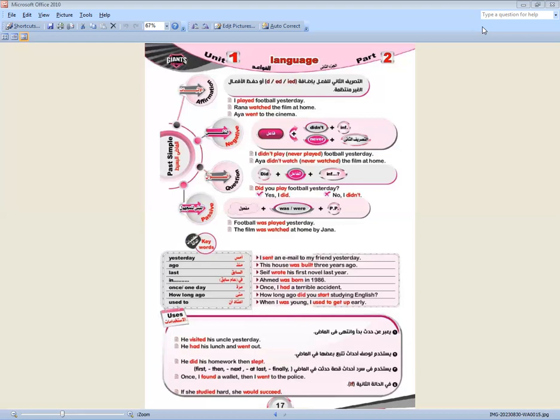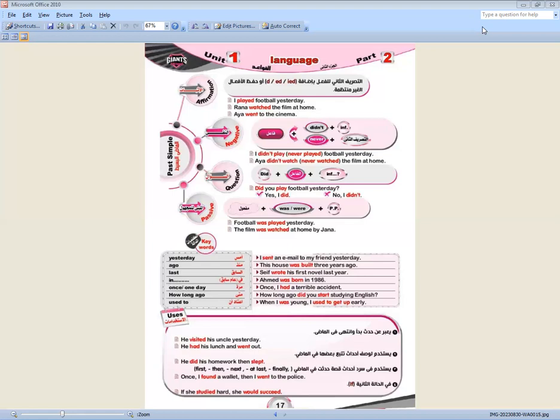How can we put the sentence in the negative? In the past, you can use didn't plus the infinitive or never plus the second form. Like, I didn't play basketball or football yesterday. Or also you can say, I never played football yesterday. Aya didn't watch the film at home, and Aya never watched the film at home.